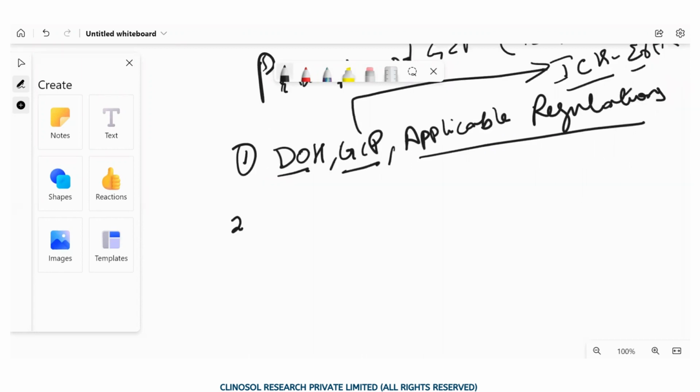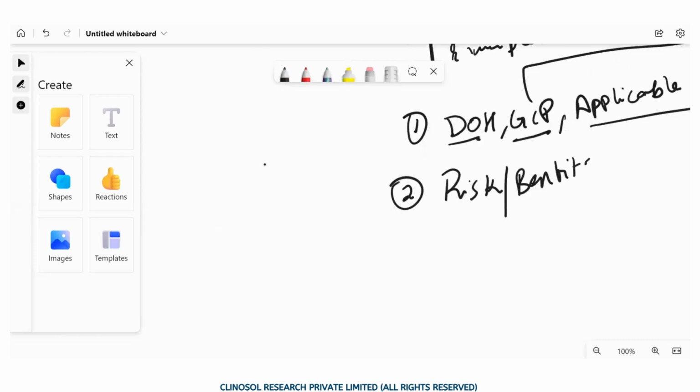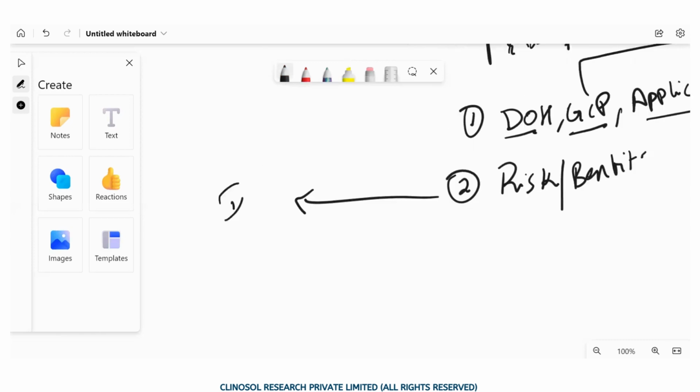Coming to principle number 2. You need to remember 2 words: risk and benefit. To initiate a clinical trial or to continue a clinical trial, you always have to check that the risk is less than the benefit. If risk is more than the benefit, then a clinical trial should not be initiated or continued. At any point in time, risk should always be less than the benefit.